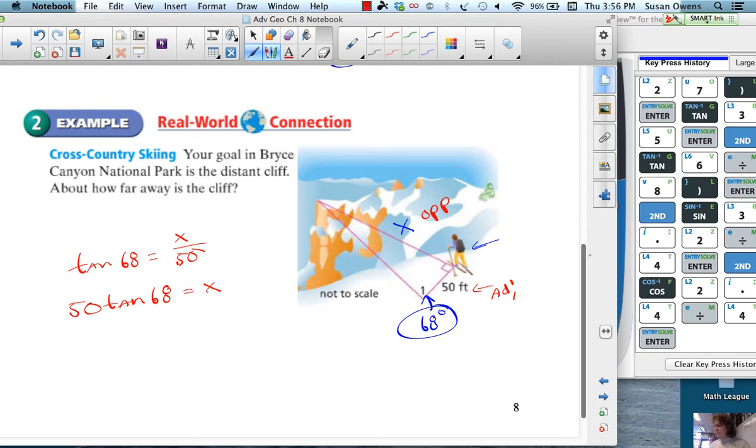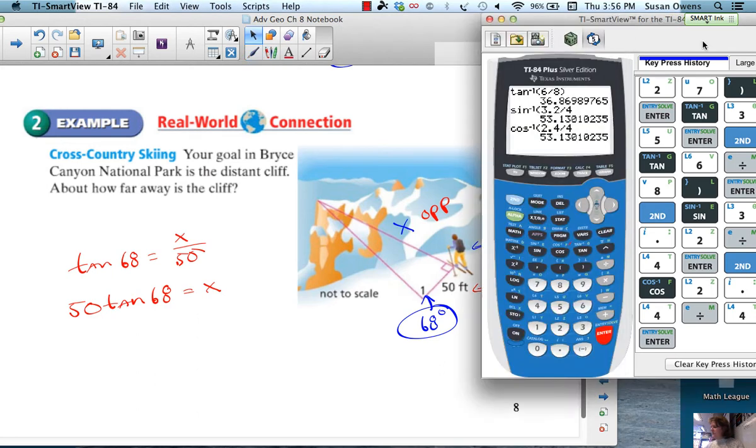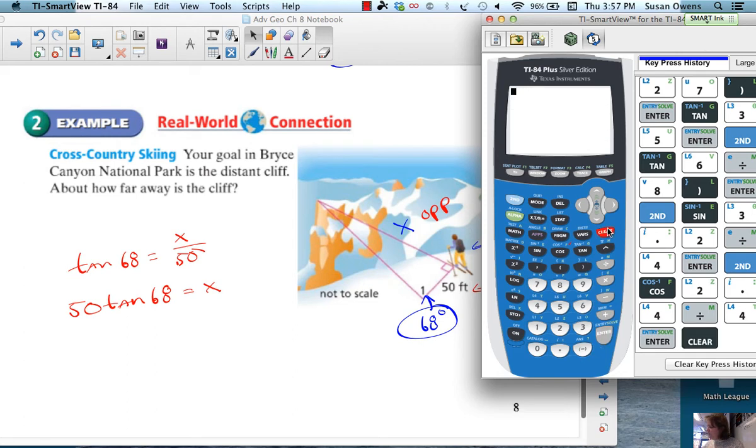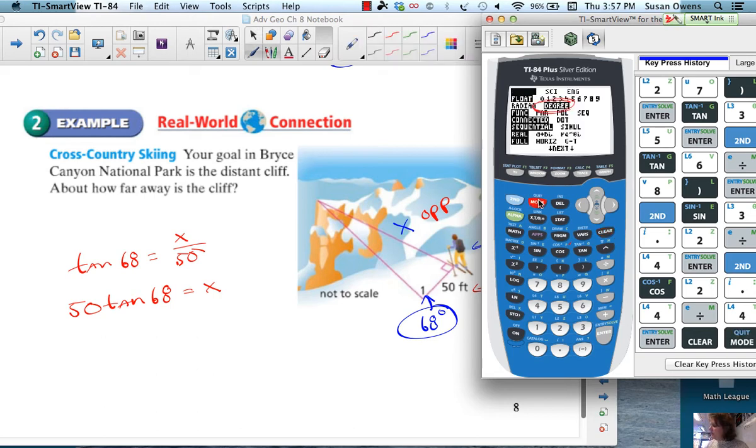by 50. Okay, now here's where I'm going to finally pick up my calculator. Okay, so what I'm going to do is when you first pick up your calculator, there's one thing you should always do. Go into mode and make sure your calculator is set in degree mode.